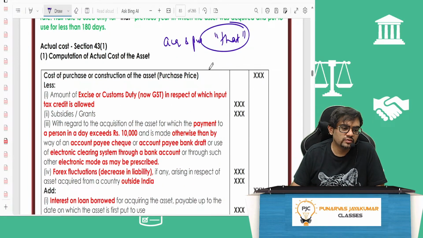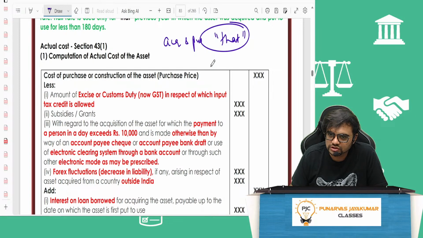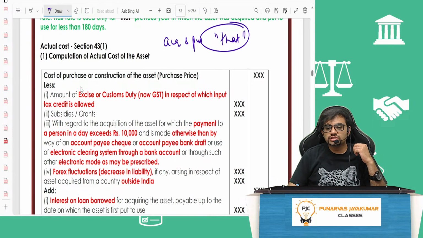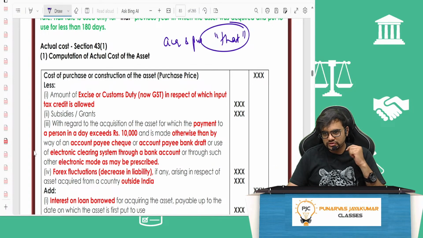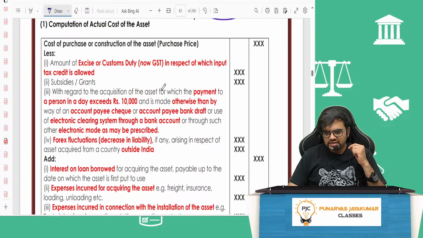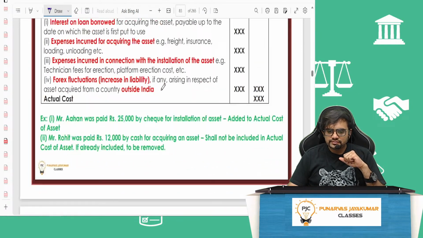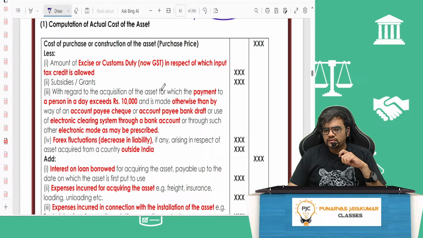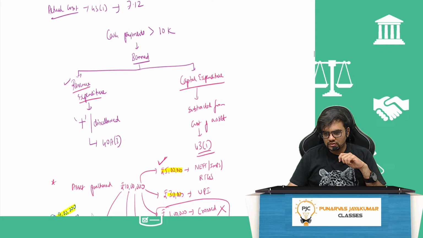Whenever I say asset, what do you mean by the actual cost of the asset? This is what we need to discuss. Actual cost will be the cost of purchase or construction of the asset, that is the purchase price, less these amounts. These amounts have to be subtracted, and some amounts have to be added. So what has to be subtracted? What has to be added? One by one, we will see now.